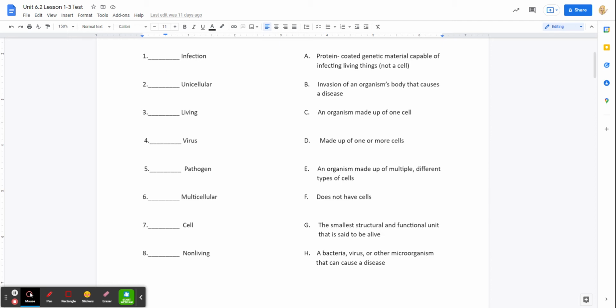D, made up of one or more cells. Infection, unicellular, living, virus, pathogen, multicellular, cell, non-living. E, an organism made up of multiple different types of cells. I'll let you read through them on your own this time, so I'm not repetitive. So E, an organism made up of multiple different types of cells.